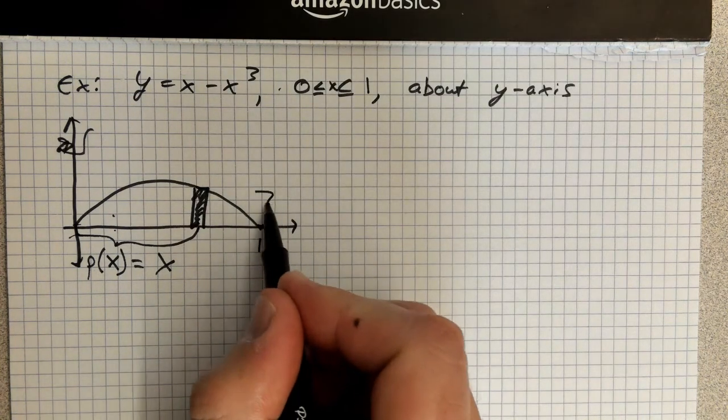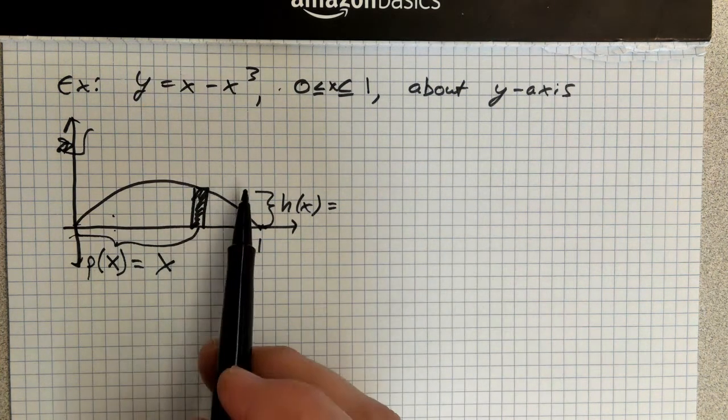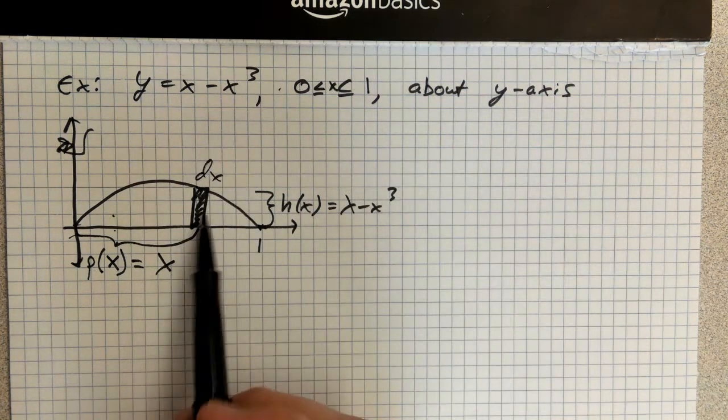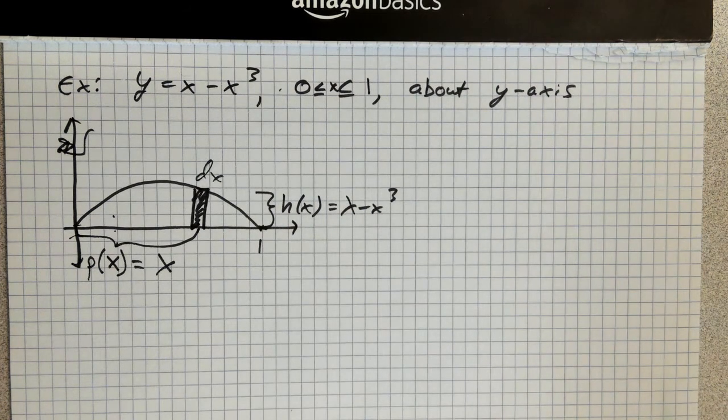The height, h of x, is going to be equal to whatever the function height is. So it's x minus x cubed. And then we're in terms of x. The rectangle is vertical, therefore dx is going to be the thickness of that rectangle.